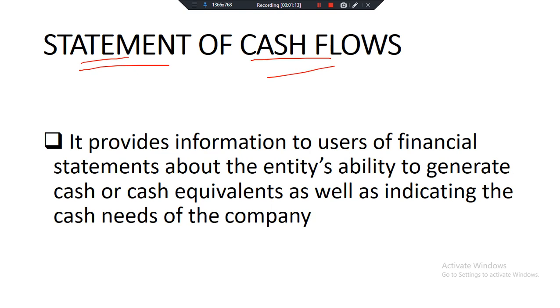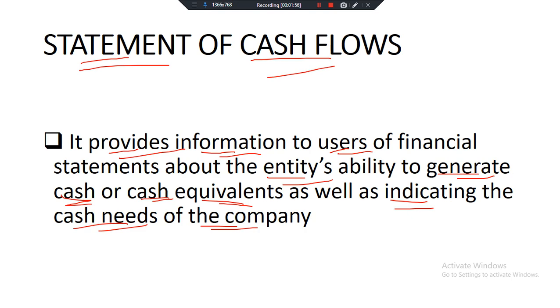So what is a statement of cash flows? This is a financial statement which provides information to users of financial statements about the entity's ability to generate cash or cash equivalents, as well as indicating the cash needs of the company. It just provides further information. Remember, we already have the statement of financial position, statement of profit or loss, and the statement of changes in equity. So now this statement of cash flows just complements those financial statements.